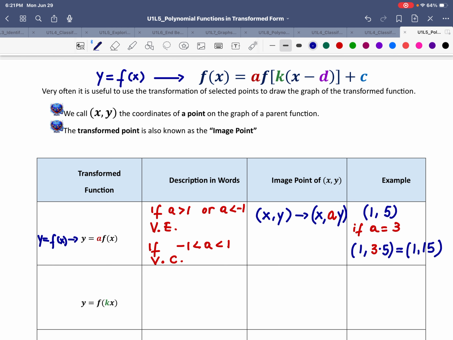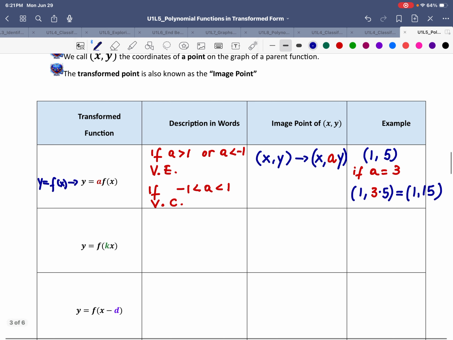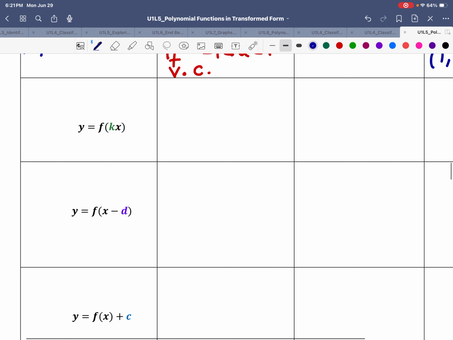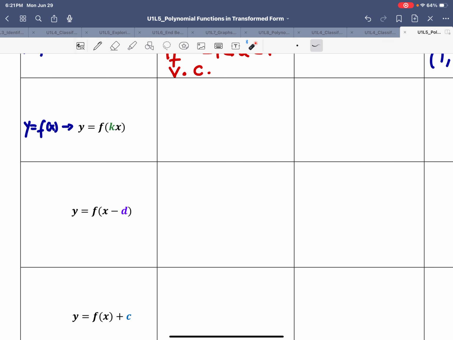Next, we'll look into coefficient k. Notice how coefficient k is multiplying the variable x, which means that the changes will happen in the x or horizontal direction. The function y equals f of x transformed into y equals f of k x will have the same y values, but it will require different x values depending on the value of k.